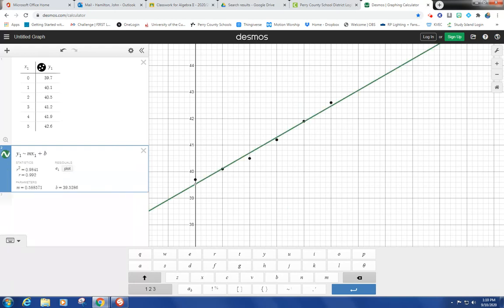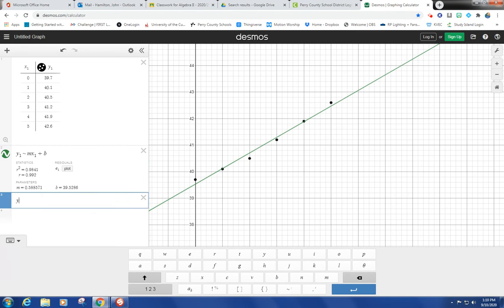Now all of a sudden, look what I have. Now I have an M value right here, and I have a B value right here. Okay? So what I want you to notice is it is not only giving me this line, this trend line, based on those points that I put on there, but it's also giving me the equation of that line. So watch what happens down here.